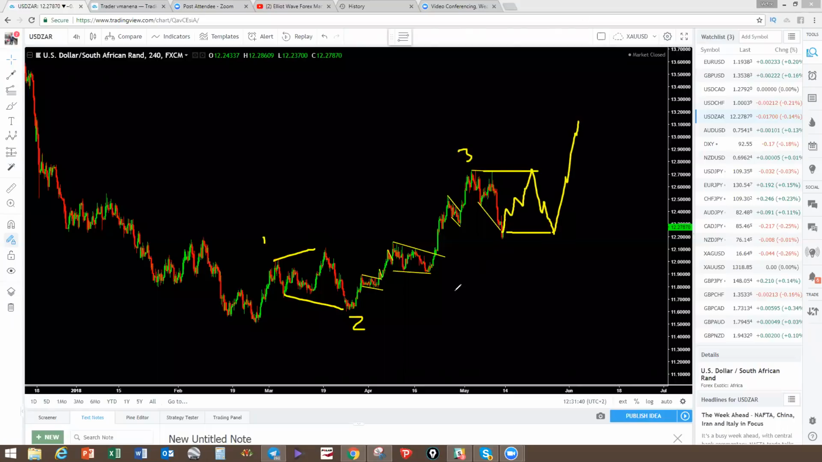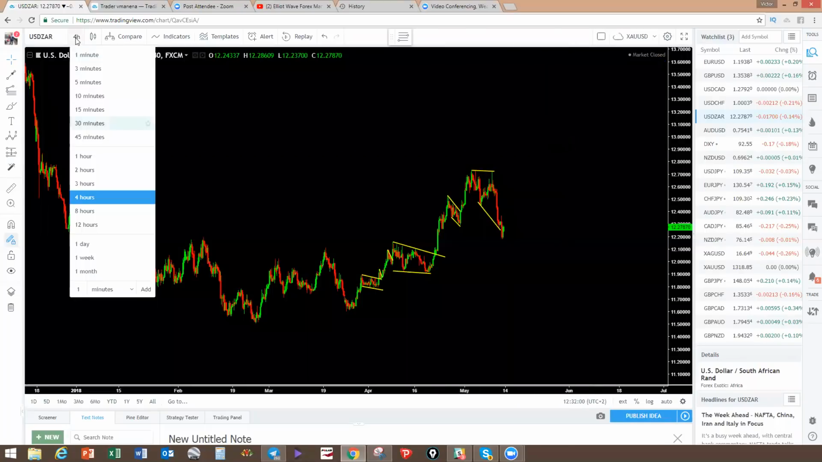Okay, we need to get an impulsive move. So I'm looking at this. If you look at the sizes, if we had to get a 4, it will have to look something like this. Okay, going with a theme of strong dollar still. This is how the structure could develop on US dollar ZAR.